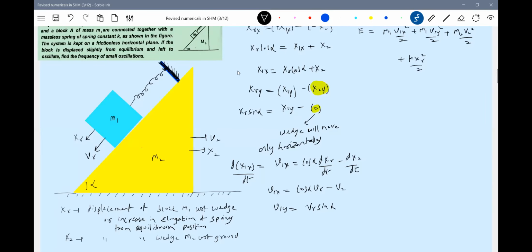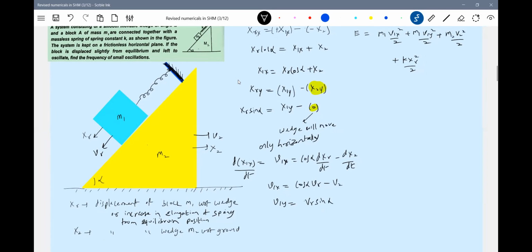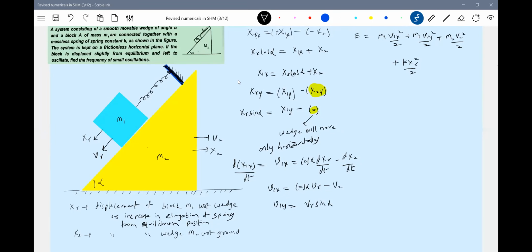Shall we differentiate this? What to do with that xr? Xr will become vr. V1x will become a1x. This will be a1y. So I think I had to work out some relative motion here.